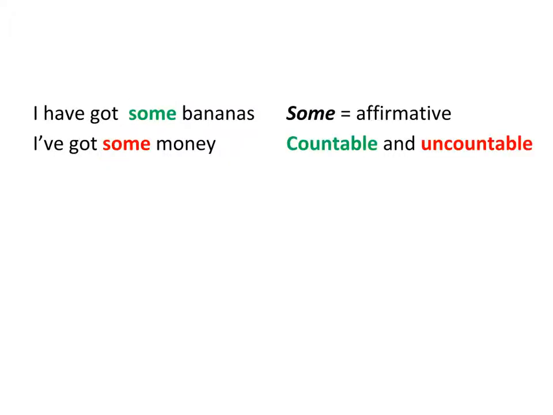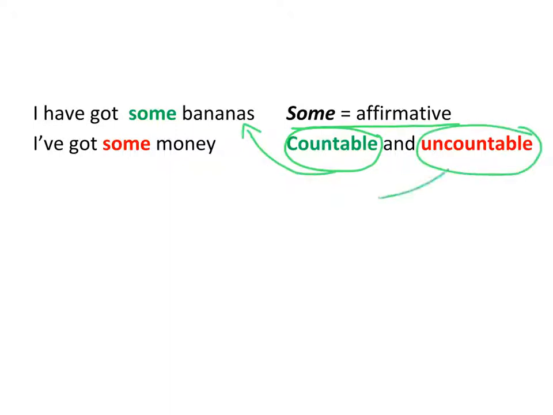Look at these sentences. What do you think is the missing word? I have got bananas. I've got money. Pause your video and think. The missing word is some. I have got some bananas. I've got some money. We use some in the affirmative for countable nouns like bananas and uncountable nouns like money.